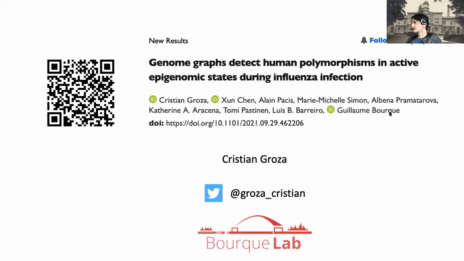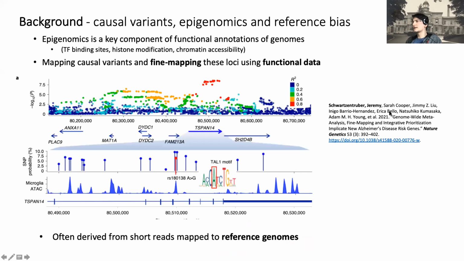So first, I'll try to explain the utility of epigenomics. The reason we do epigenomics is because it's a key tool for understanding the function of genomes. We use methods such as ChIP-seq and ATAC-seq to reveal the transcription factor binding sites and modified histones, and also to identify areas where the chromatin is accessible or not accessible. And all this data that we generate plays an important role in mapping causal variants and fine mapping variants that are responsible for a certain trait.